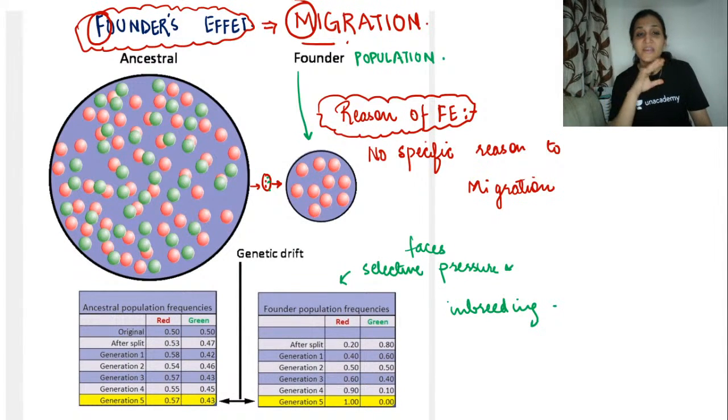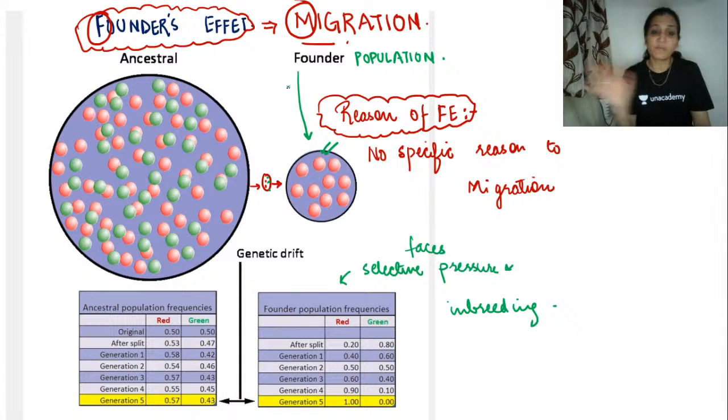So now after a large amount of time, only some of the alleles are left out or flourish in that environment, and the rest of them are wiped out. So the founder population will never be the same after some time. Now what is the consequence?